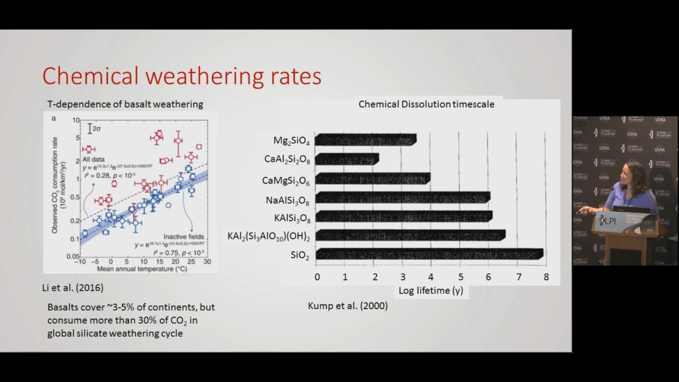So we can see that the dependence of basaltic weathering on temperature is shown here empirically from measurements of basaltic fields. But the chemical dissolution time for different minerals depends on their composition. So very mafic minerals like olivine have very short lifetimes, whereas the materials we find in the continental crust have very long lifetimes. So the rate of the carbonate-silicate cycle really depends on your crustal composition.